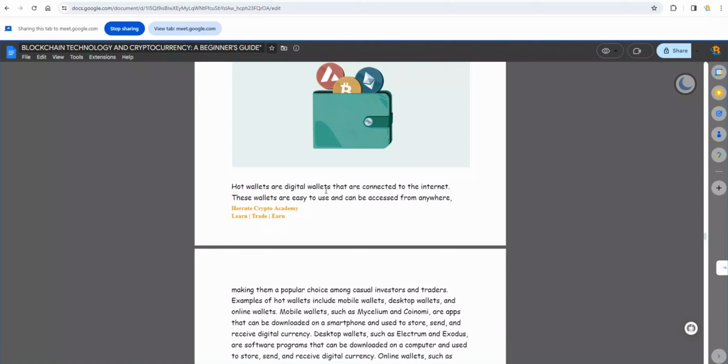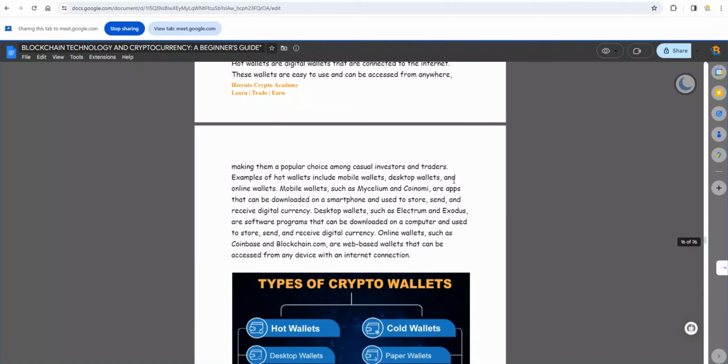These wallets are easy to use and can be accessed from anywhere, making them a popular choice among casual investors and traders. Examples of hot wallets include mobile wallets, desktop wallets, and online wallets. Mobile wallets such as Mycelium and Coinomi are apps that can be downloaded on a smartphone and used to store, send, and receive digital currency. Desktop wallets such as Electrum and Exodus are software programs that can be downloaded on a computer and used to store, send, and receive digital currencies.